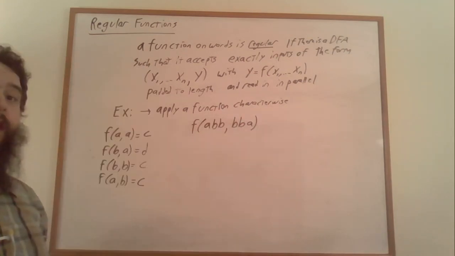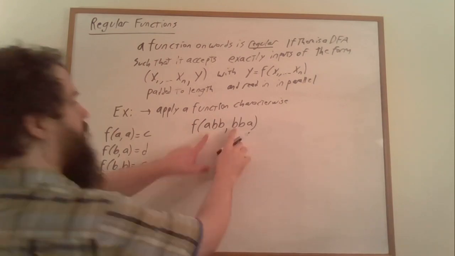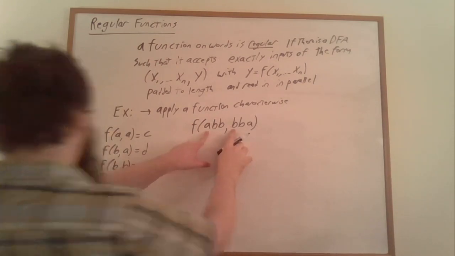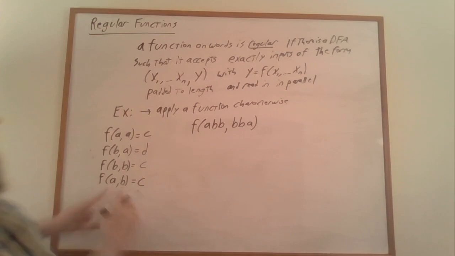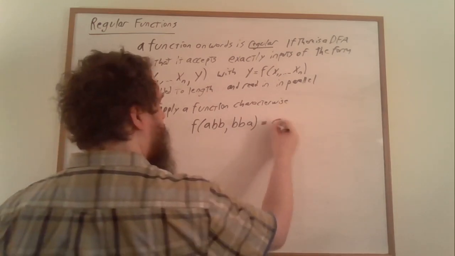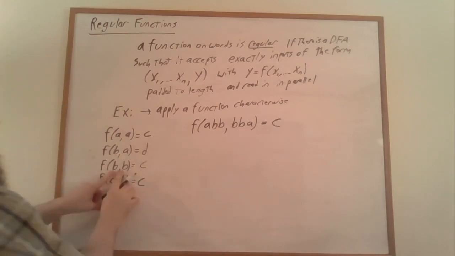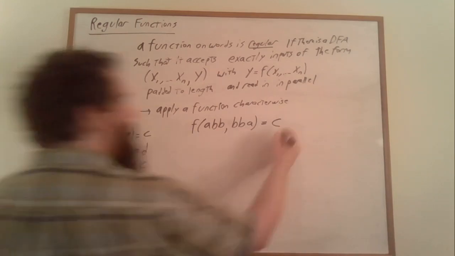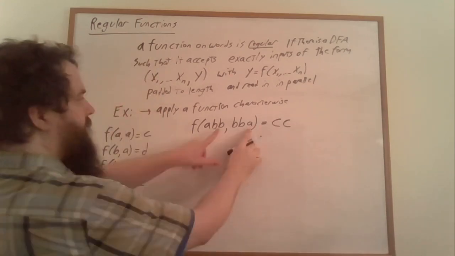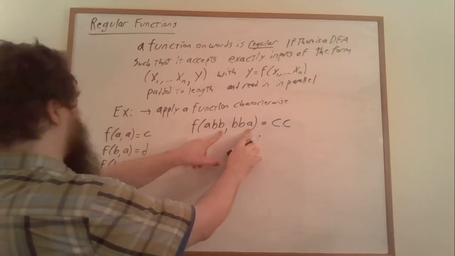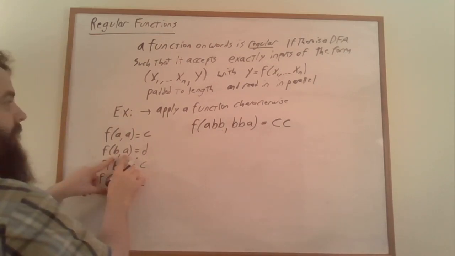In order to work out the first character of the output, we take the first two characters of the input and we run them through the function f to get C. Then we take the second two characters of the input and we run them through the function f to also get C. And then finally we take the third two characters of the input and run them through our function to get D.